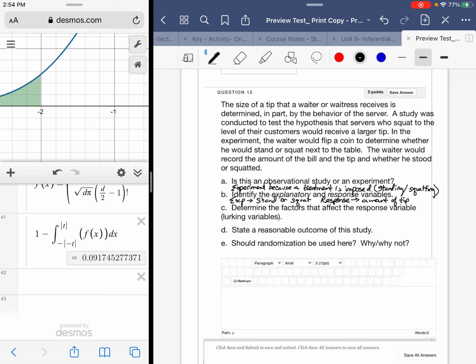Factors that affect the response variable that could become lurking variables if they're not under control. So anything that would impact the amount of tip, well, it could be the other behaviors of the waiter. Could be the cost of the meal, the quality of the food.